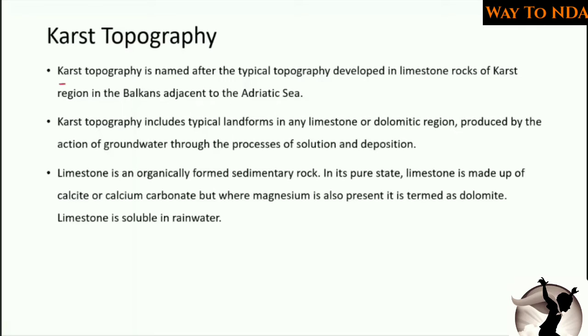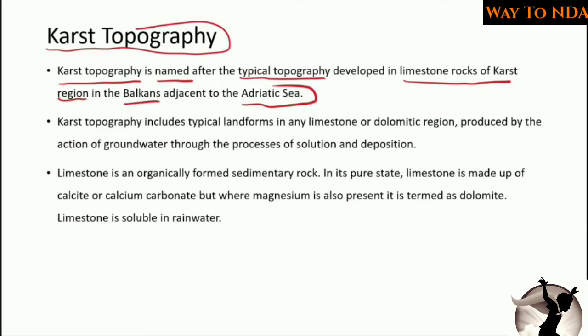So the karst topography is named after the typical topography which developed in the limestone rocks of the karst region in the Balkans adjacent to the Adriatic Sea. The karst landforms, also called karst topography, developed in the adjacent area of the karst region near the Adriatic Sea. Karst is the name of a region near the Adriatic Sea.